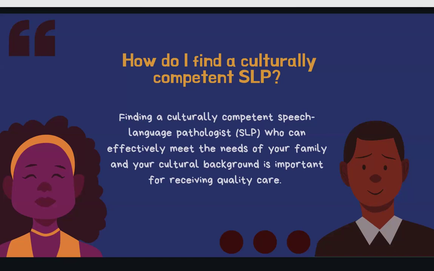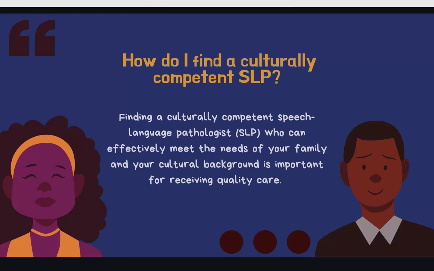Look into online directories. Explore online directories and databases that list speech pathologists who specialize in cultural and linguistic diversity. Websites such as the American Speech Language Hearing Association, also called ASHA, and professional directories may provide search filters to help you find a speech pathologist with expertise in cultural competence, and maybe even specifically in your cultural background.